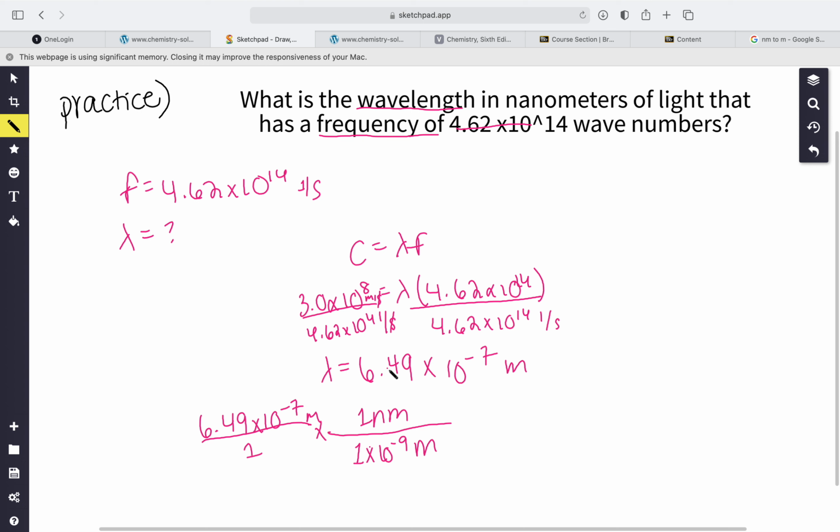If you know that conversion by heart, don't worry about putting that on there, but it is a good one to keep. I might actually put it on my index card because I know it's going to come to test day and I'll be like, wait, what is it? And then I'm going to panic because I don't remember what it is, even though I should, because I've seen it so many times before. So our answer here is going to be 649 nanometers. So there's our answer for that question.